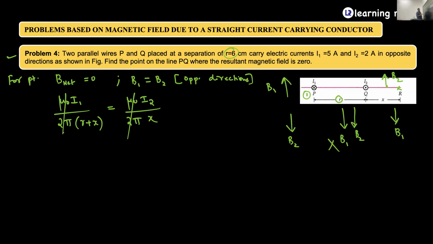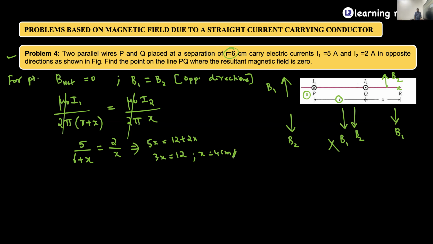Clear? So I1 is how much? 5. 5 divided by R is 6. So 6 plus X is equal to I2, which is 2, divided by X, which implies 5X is equal to 12 plus 2X. So 5X is equal to 12 plus 2X. Bring it this side. 3X is equal to 12. So X is equal to 4 centimeters.